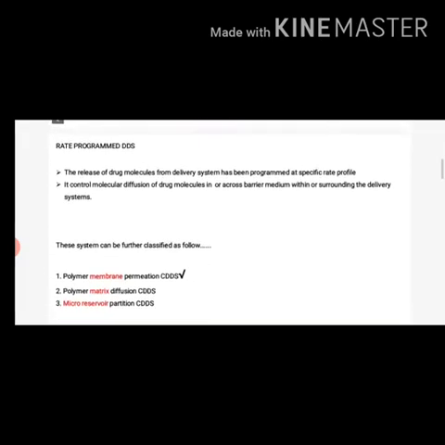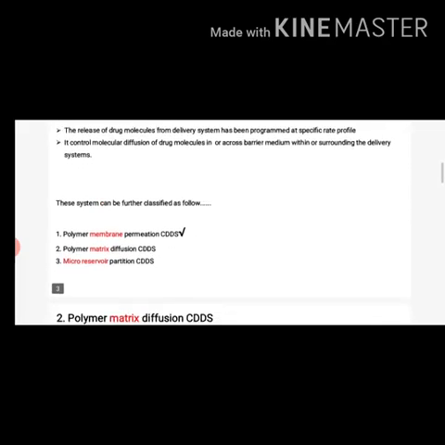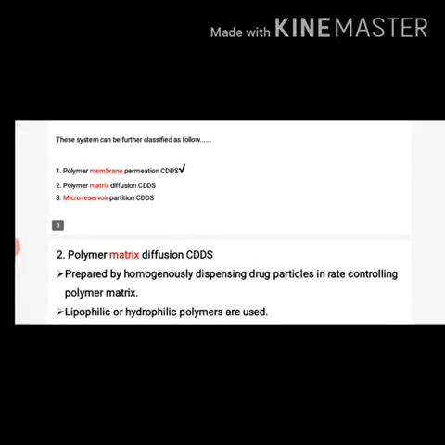In the pre-programmed drug delivery system, the release of drug molecules from the delivery system has been programmed at a specific rate profile. It controls molecular diffusion of drug molecules in or across a barrier medium within or surrounding the delivery system. This pre-programmed drug delivery system is of three types: polymer membrane permeation controlled drug delivery system, which we already discussed in the last class; polymer matrix diffusion controlled drug delivery system; and micro reservoir partition controlled drug delivery system.